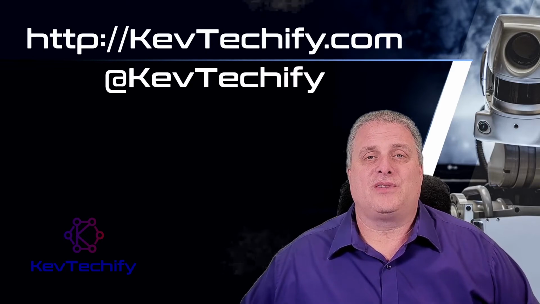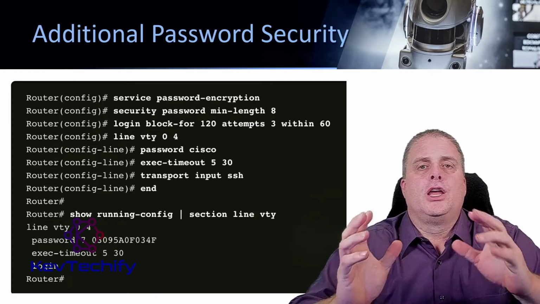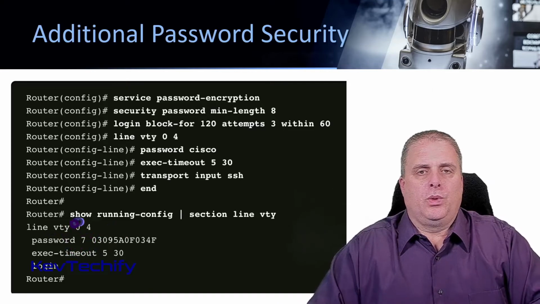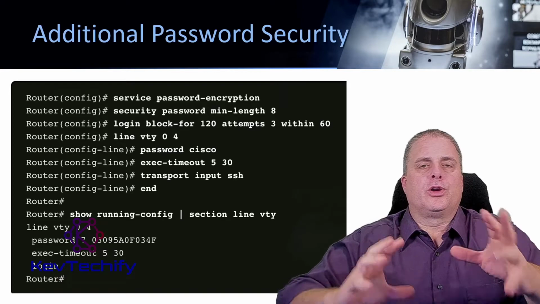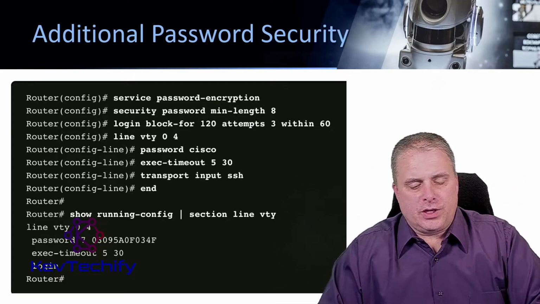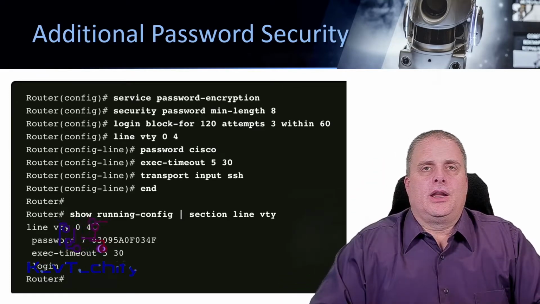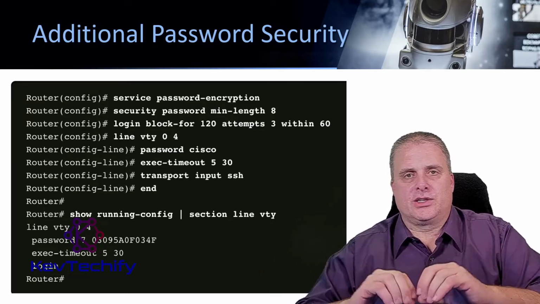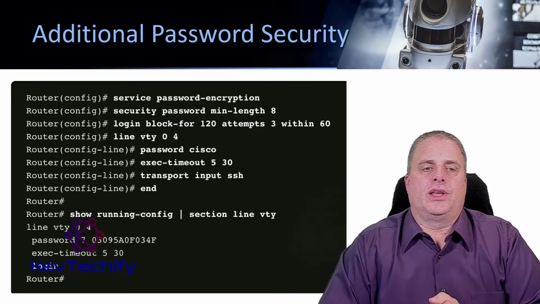There are some additional password securities you can set up on your Cisco devices. Here in this example, we have service password encryption. That's going to encrypt all of your plain text passwords in your running configuration. So if you type out show running config and you look at it, if you do the service password encryption, your passwords won't be in clear text. Your password won't be Cisco or class. It'll be an encrypted password at that point in time.